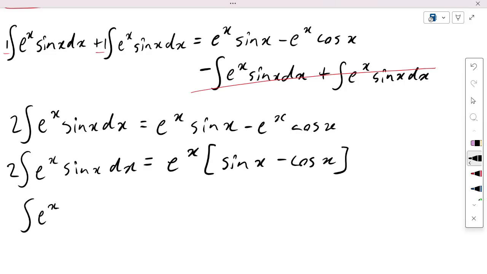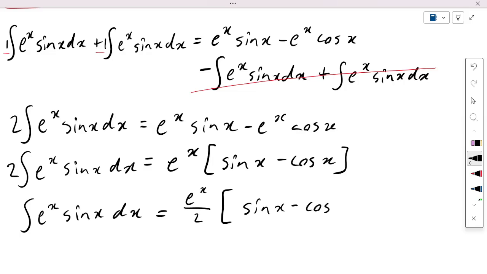Then we'll have the integral of e to the x multiplied by sine of x with respect to x is equal to e to the power of x divided by 2, multiplied by sine of x minus cosine of x. Obviously, instead of writing them divided by 2 over here, you could have actually divided this entire part by 2, and you could have excluded the 2 from there. Okay, but this is the final answer. Very tricky, eh?